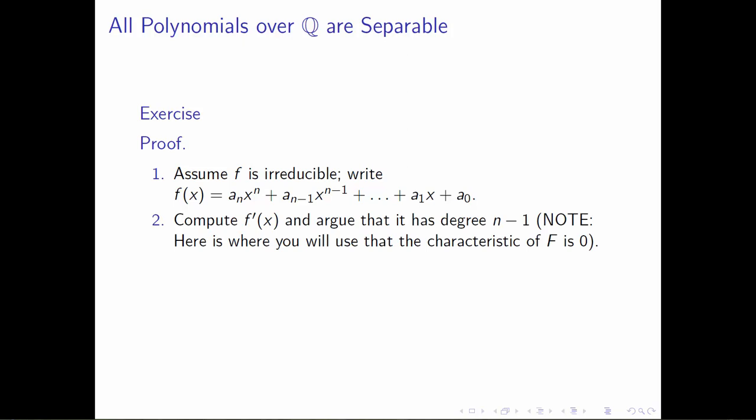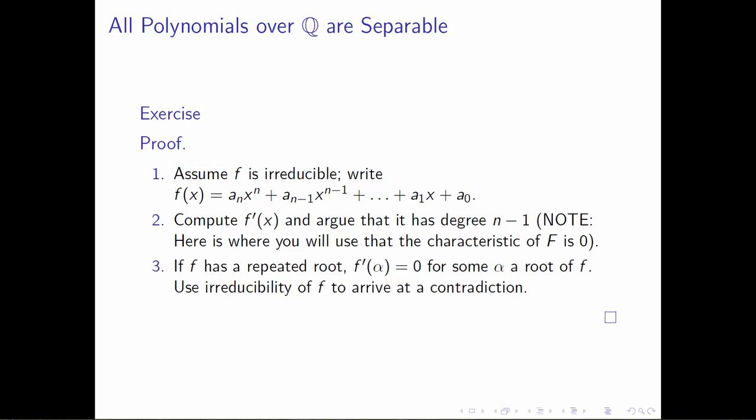The second step is to go back and take a look at the formal derivative f prime of x and argue that the degree of f prime of x is n minus 1. I mean, this is obvious to you if you're thinking of calculus and the rational numbers, but here is truly where you're going to use that the characteristic of the field is 0, so that you don't have any type of fancy cancellation and have something of smaller degree.